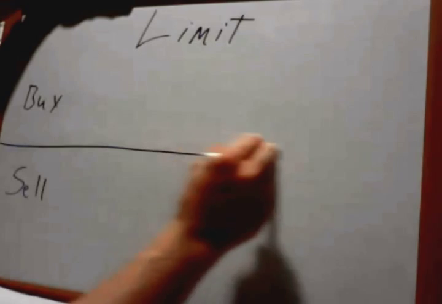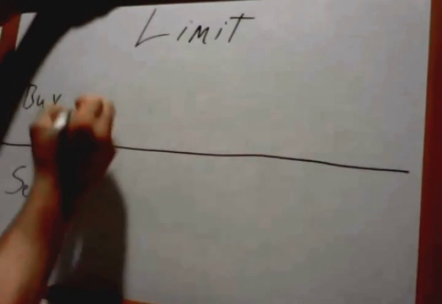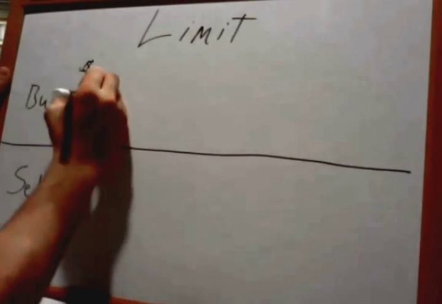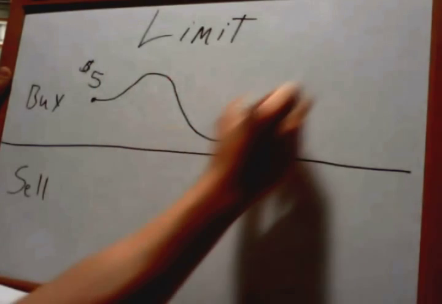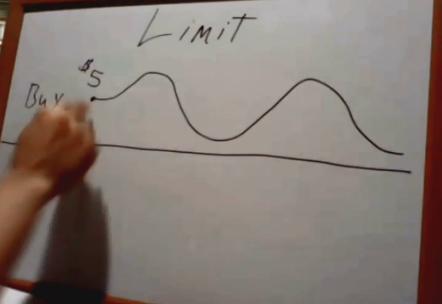The next one I want to go over is the limit order. The limit order isn't too difficult to understand, and it makes a lot of sense once you get it. Basically, I'll show you a buy and a sell. When you're buying, let's say the current value of the stock is $5. The stock has potential to go up and potential to go down, but currently it's at $5.